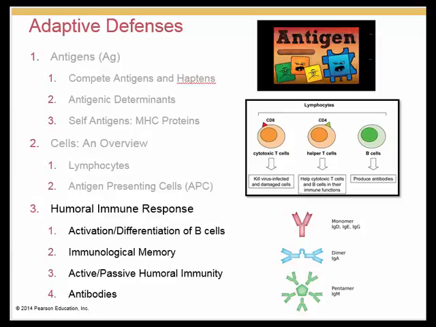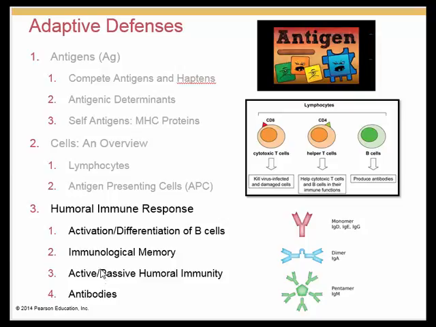Welcome to the installation on the immune system for humoral immune response. So this topic is going to be talking about the activation of the B cells, how we get them going, differentiation of the B cells, how we create the plasma cells, how we create the memory B cells, immunological memory, tagging off of those memory B cells, what do they do when they see that same antigen again? And the different types of humoral immunity that we can have.